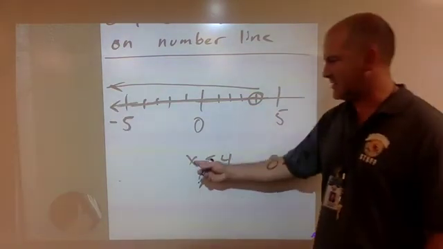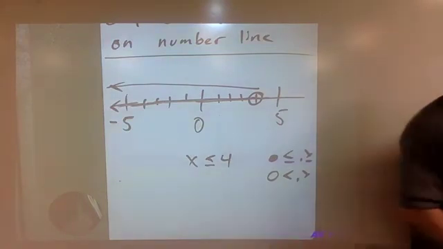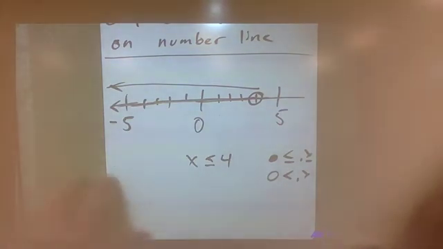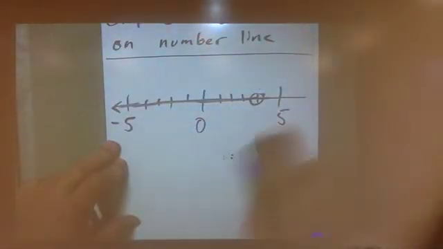If x could be anything bigger than the number, you draw the arrow to the right. Let me show you an example like that. If x could be less than the number, you draw the arrow to the left.